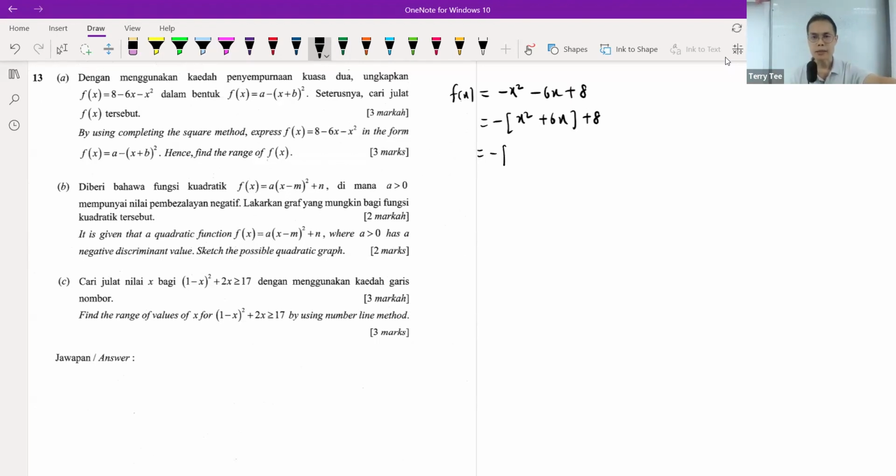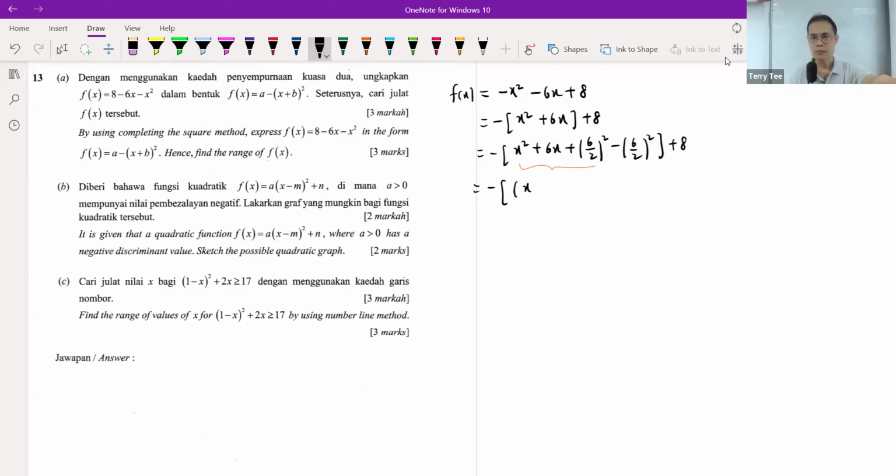Now we're going to add a number. That number is half of 6, so we put 6 divided by 2. We square it, then you minus it off, because you can't simply add a number to a function, otherwise you change the value of the function. The reason why we add it is because we combine this into a perfect square term, and then you minus it to balance out the equation.